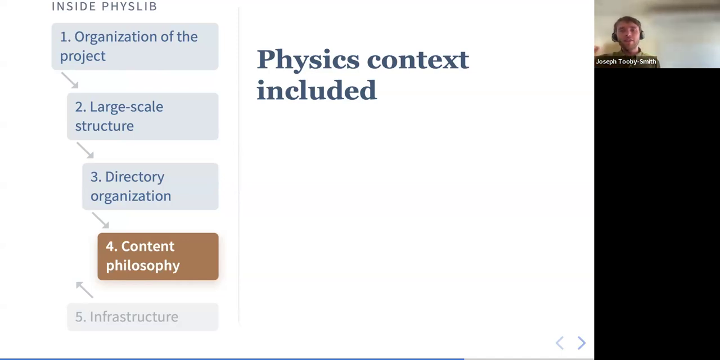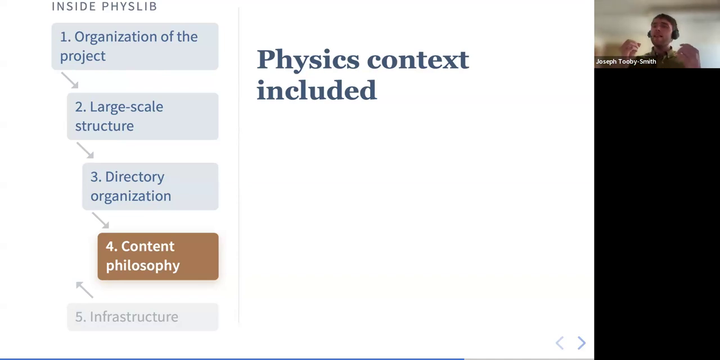My answer to that question is no, and my reason is that in physics we care about this thing called physics context. In mathematics, they only care about the mathematical content of a result, the actual statement of that result as a theorem and the actual proof of that theorem, or the actual definition as a mathematical object. In physics, we care about the physics context that is put onto that result.